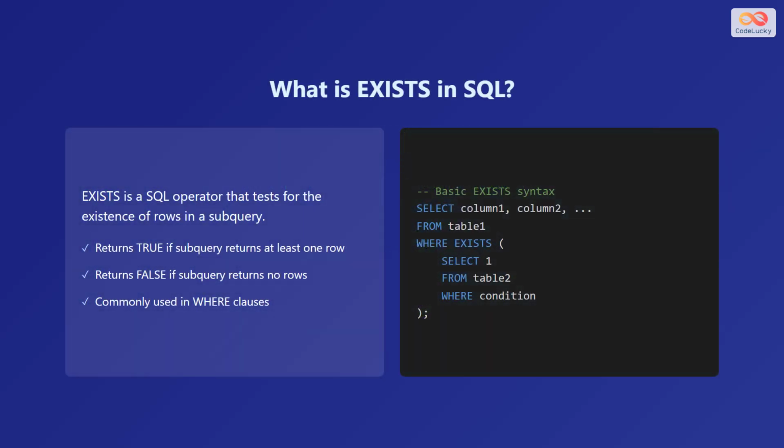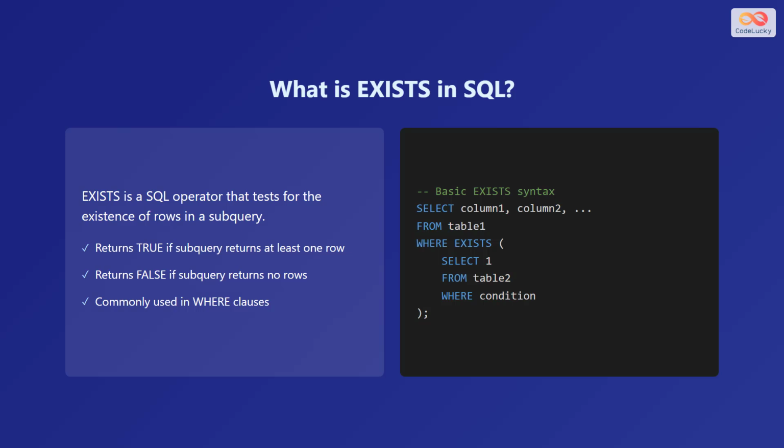Let's understand what exists is in SQL. Exists is a SQL operator that tests for the existence of rows in a subquery. It returns true if the subquery returns at least one row, and it returns false if the subquery returns no rows. Exists is commonly used in where clauses to filter results based on whether certain records exist.